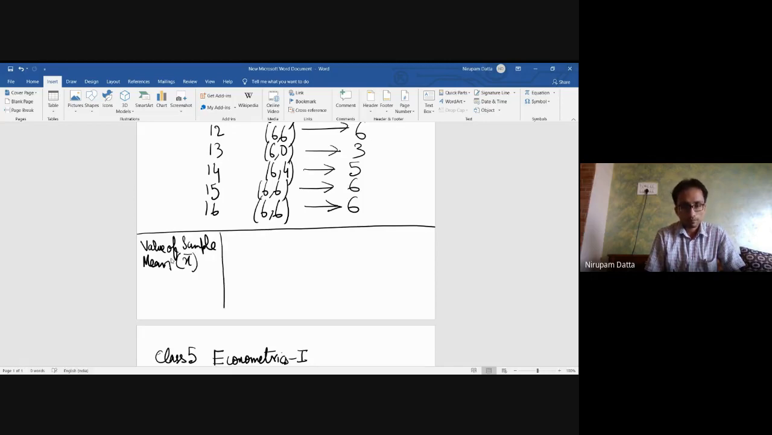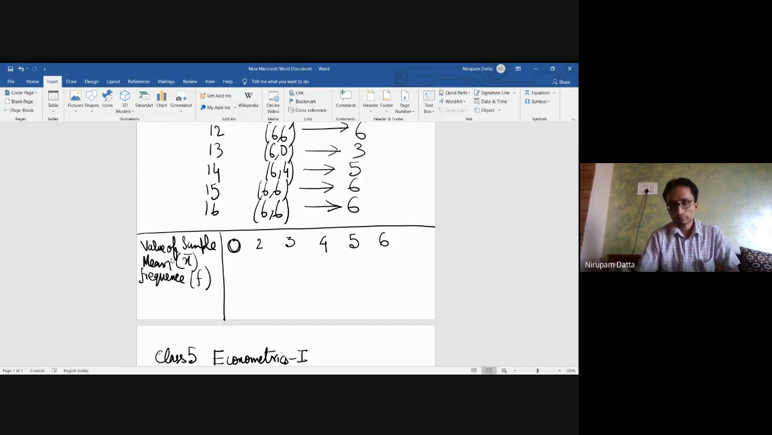So 0, okay, then you have got 2, then you have got 3, then you have got 4, then you have got 5 and 6. Okay, so what are the frequencies of these values? Frequency F. Let us see. So how many number of times 0 is appearing?